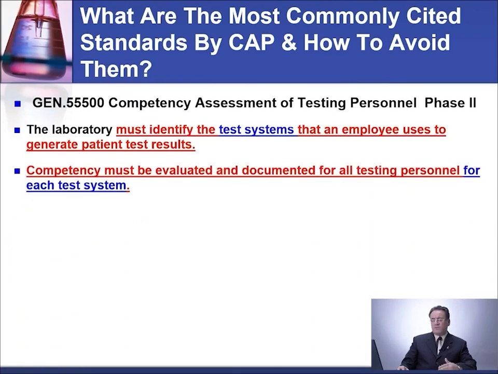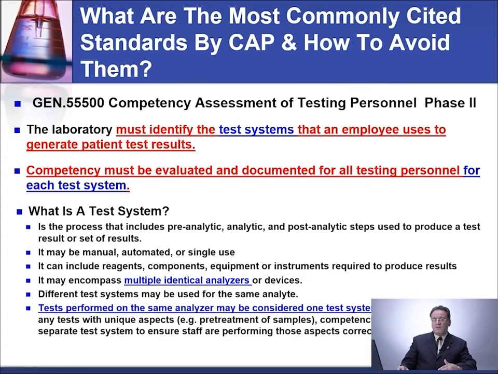Now, you heard me saying test system, so the competency needs to be done according to the test system that you are using in your laboratory. What is a test system? A test system is the process that includes pre-analytical, analytical, and post-analytical steps used to produce a test result. It could be manual, automated, or single use. It could include reagents, components, equipment, or instruments. It may also include multiple identical analyzers. If you have 3 instruments that are the same and you do the same testing on them, they are considered one test system.